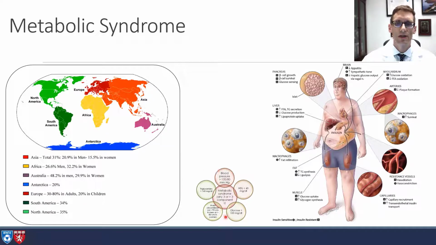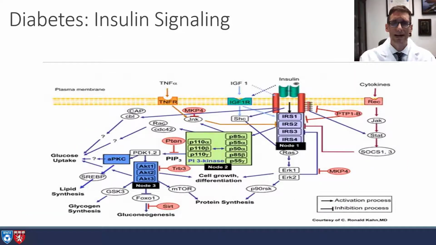So these are the conditions that we're thinking about in metabolic syndrome, and it's very, very prevalent throughout the world, really, as high as 35% in North America, 34% in South America. You even see it, of course, in the developing world, in Asia, and really across the globe. It's becoming an increasing problem. And one thing that we think ties this all together is insulin resistance.